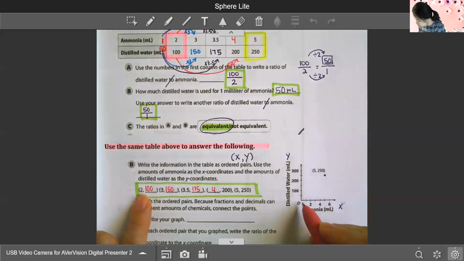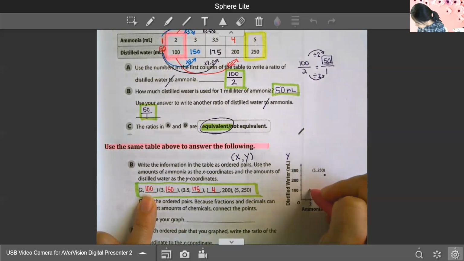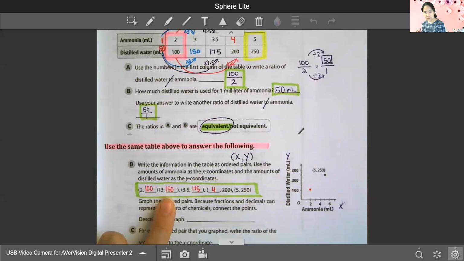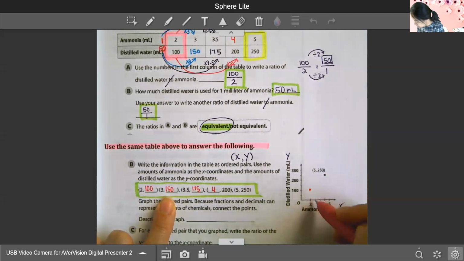So the way you're going to graph is like this. First, you're going to go to 2. So to the right, 2, and then you're going to go up to 100, plot a point right there. Now, you're going to go to 3. So to the right, 3, and then up to 150.